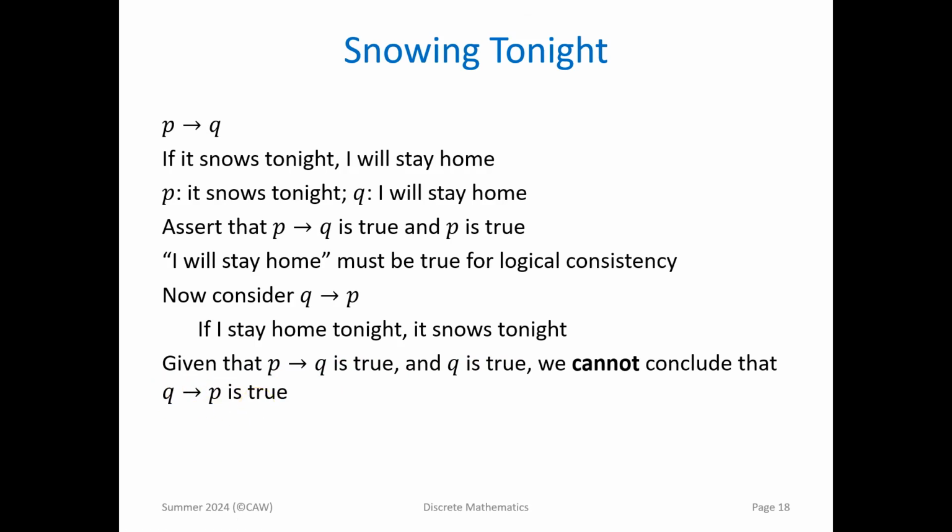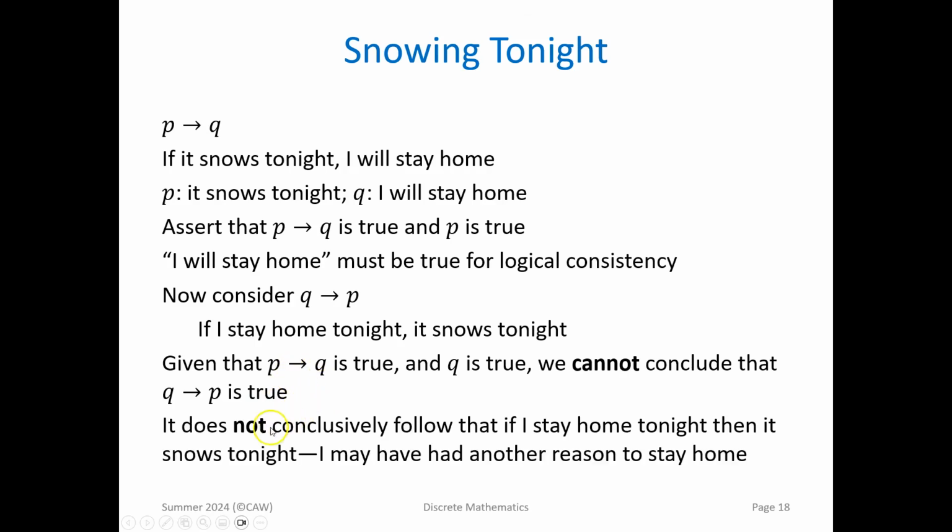This was that second principle. We want the independence of the two. Okay? We want to say that it does not conclusively follow that if I stay home tonight, then it snows tonight. And obviously I may have another reason to stay home. So this is an example that should make you believe that there's an independence here.